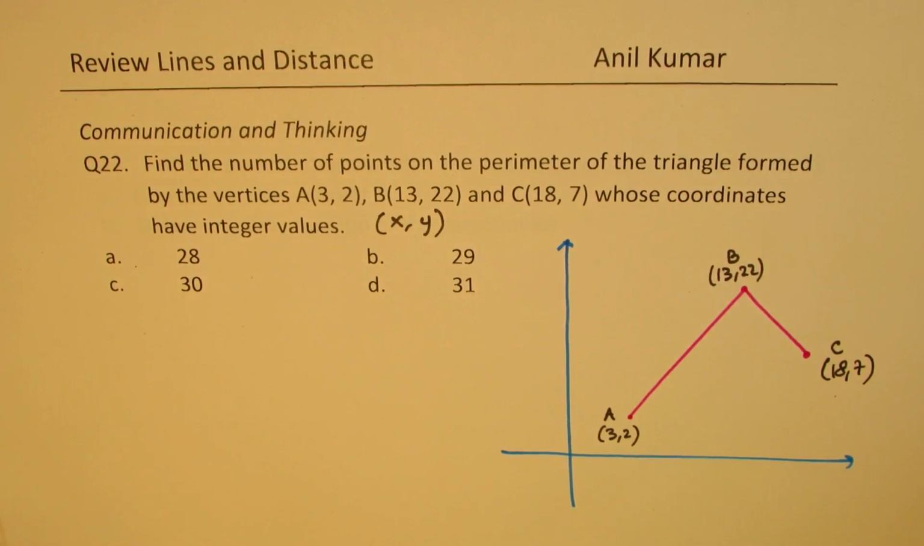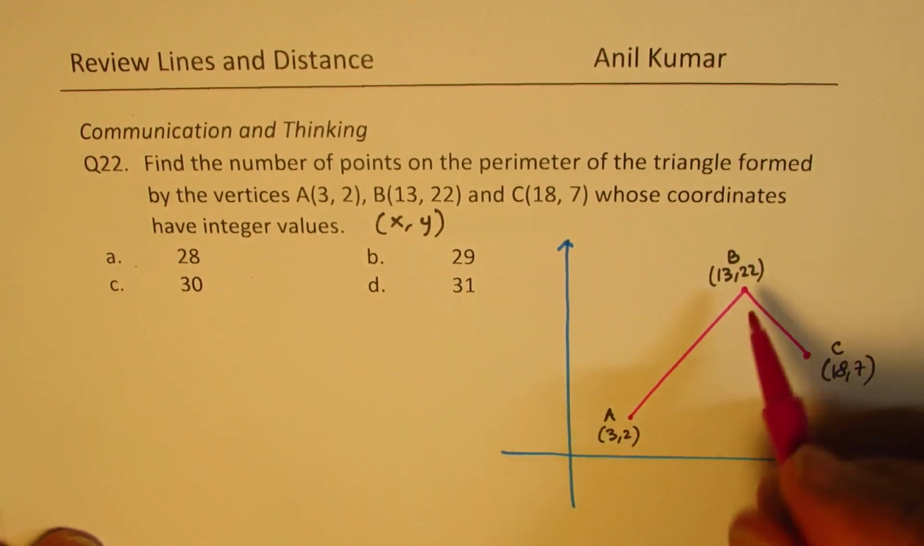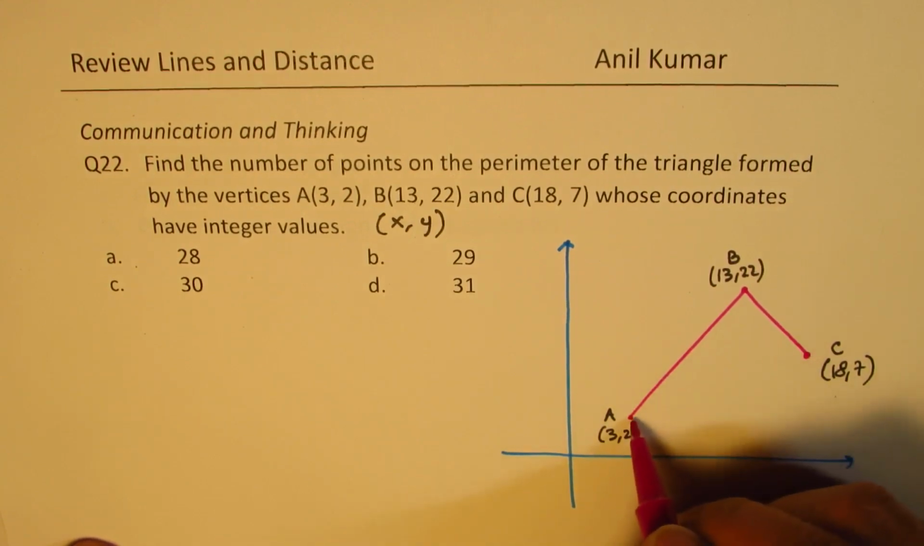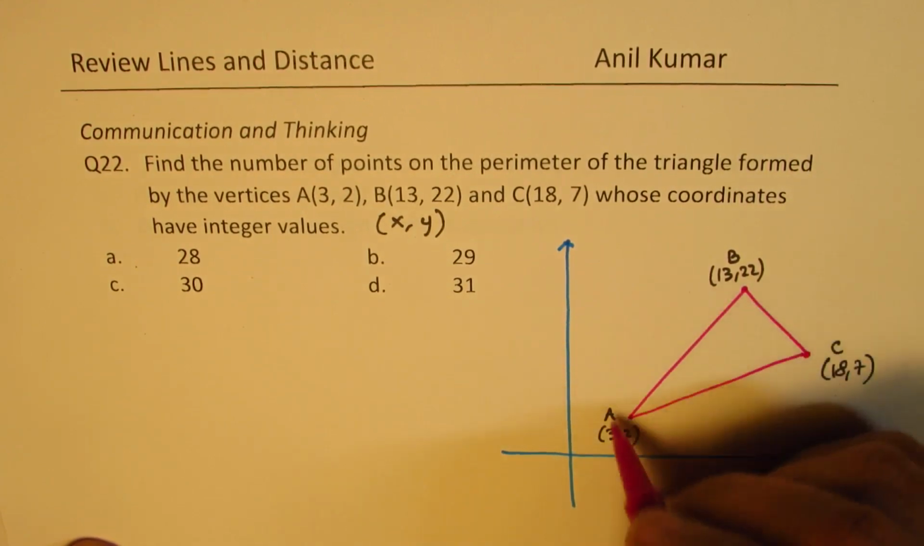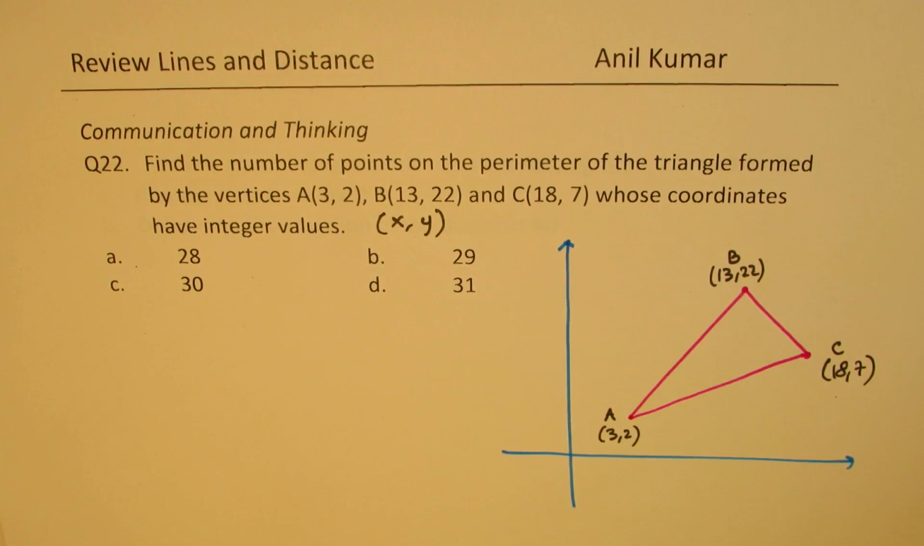Now this is a difficult question. We need to find the points on the perimeter of the triangle. So let me join AC also. So on the perimeter of this triangle, we need the points which have integer values. Okay.